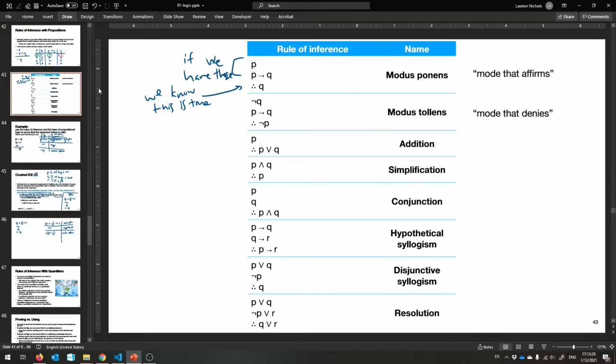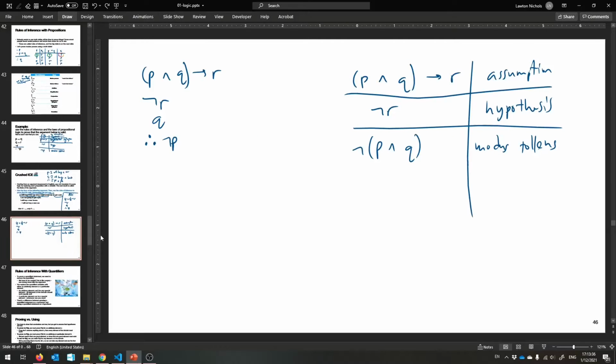Because if we have these two things, we can prove not P. All right, and in our case, P was this whole big thing, P and Q. I hope you see that. So modus tollens gives us that, and now it's our job to somehow use this to prove not P.